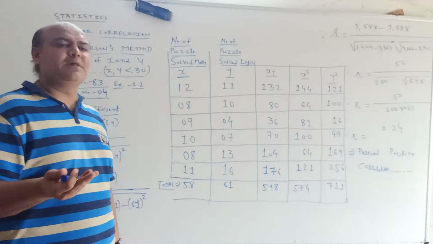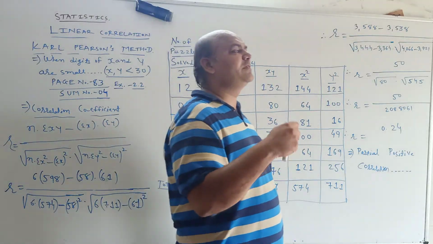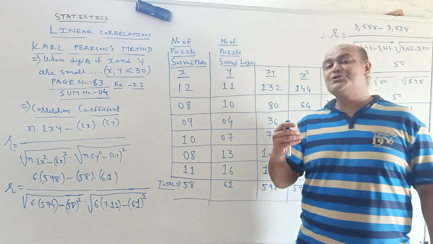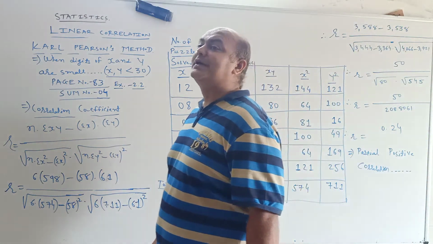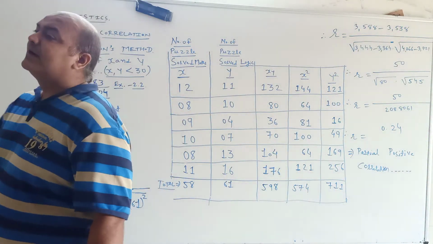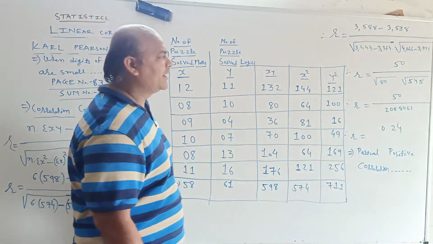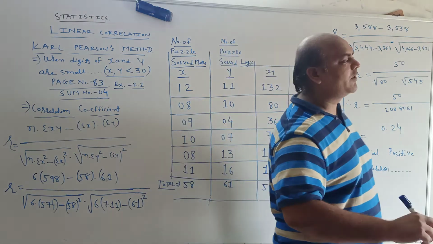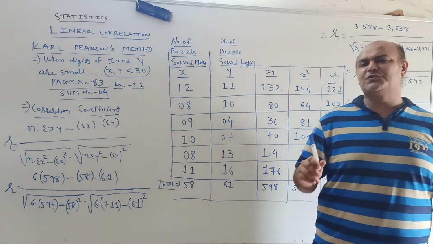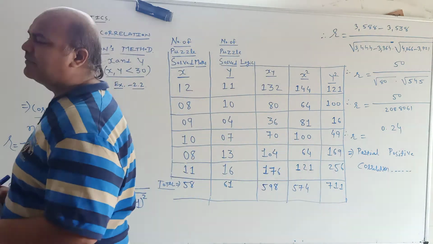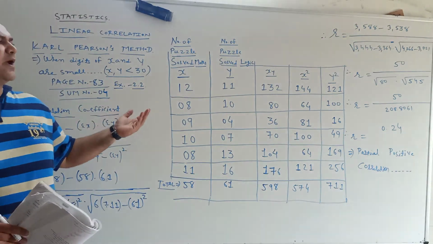Sometimes it may be possible that the students who can solve the puzzle of mathematics can also solve the puzzle of logic, but not always. So it is a lower degree, or we can say partial positive correlation between the number of puzzles solved on mathematics and the number of puzzles solved on the basis of logic. So this is the second practice sum of the XY method.